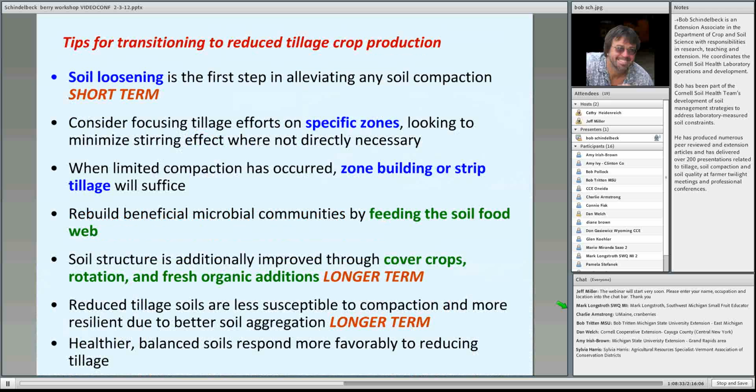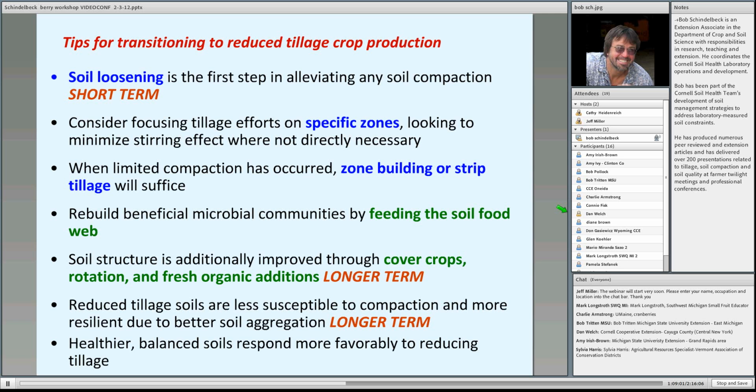Right, and I list here some tips for transitioning, one of my favorite words, to reduce tillage in crop production. The idea is that we're trying to transition to less tillage. So we're thinking, do I need to do what I've always done? Is there a new method out there? Or I've heard of this new method. How do I transition my field into using it? And here are some of the ideas.